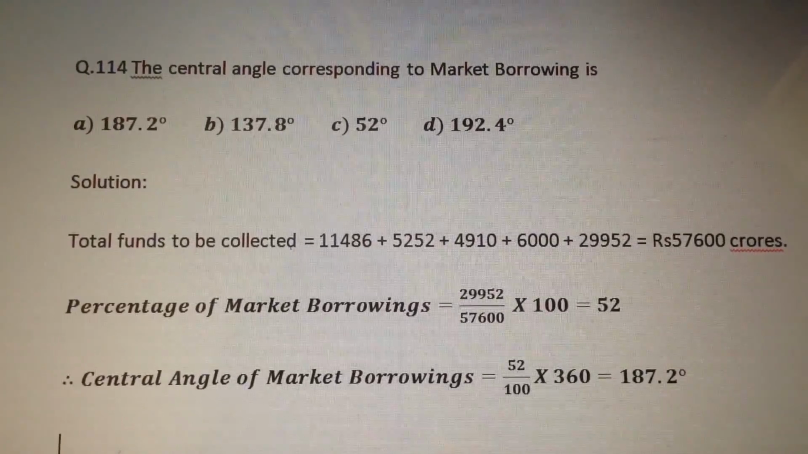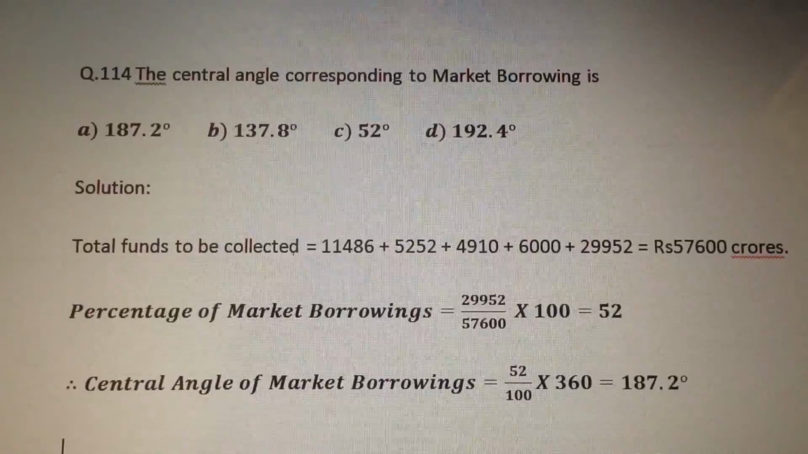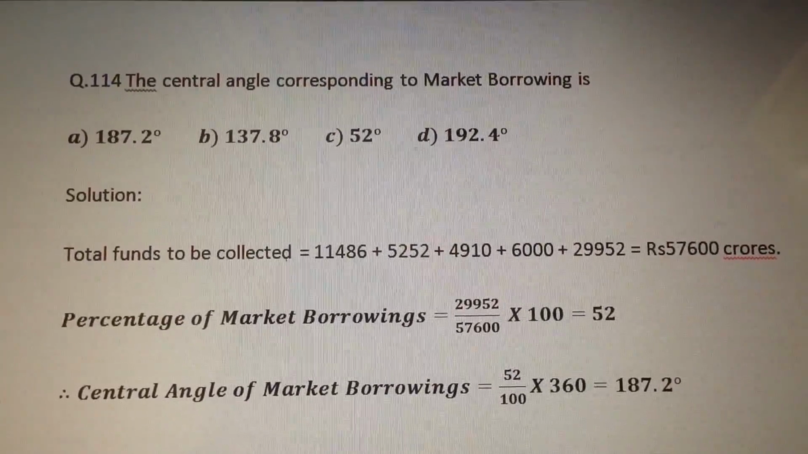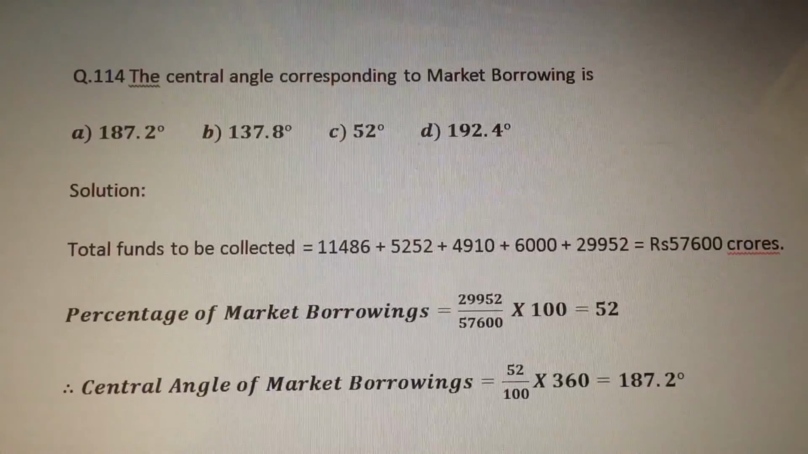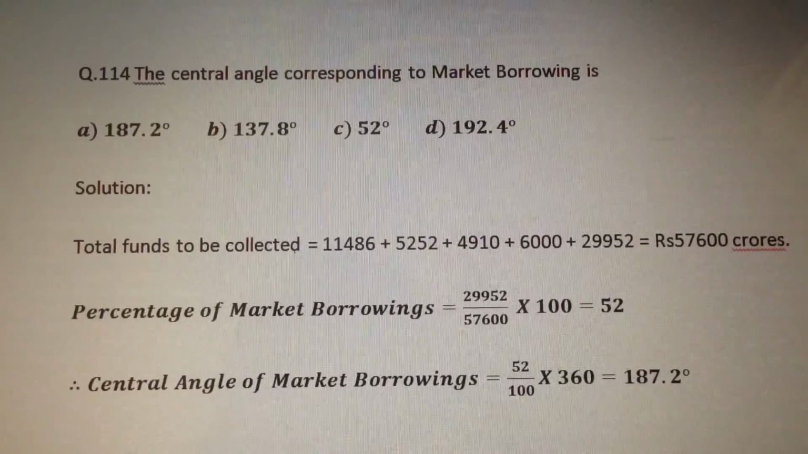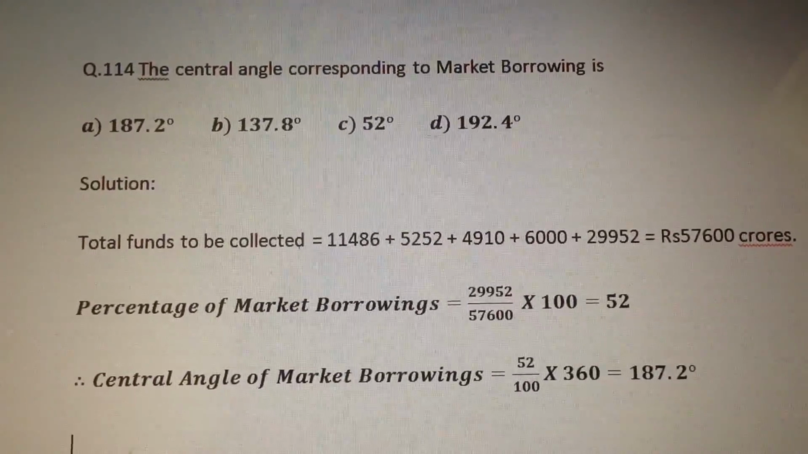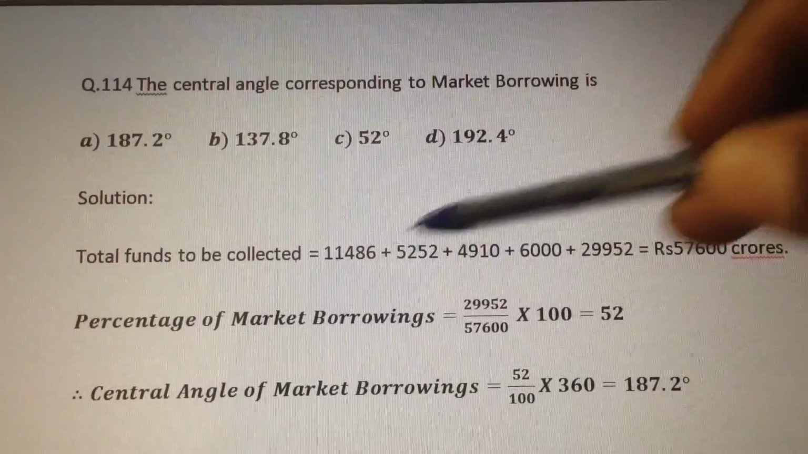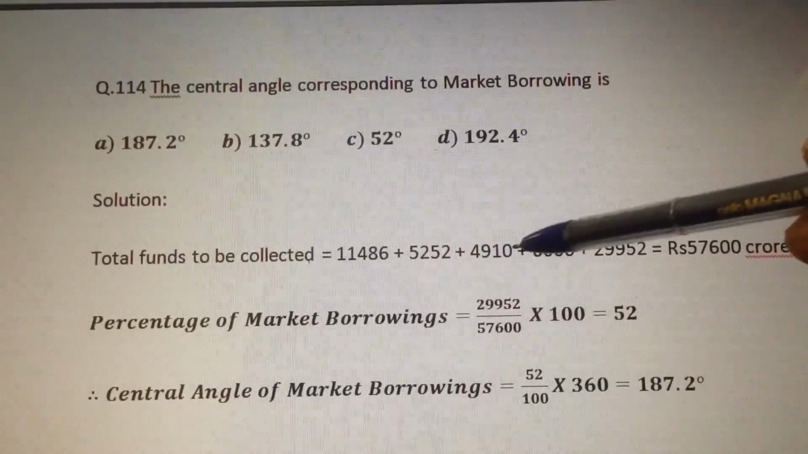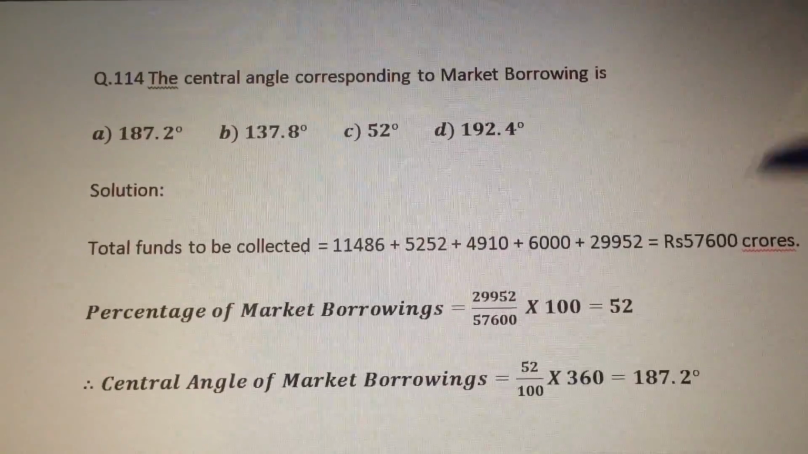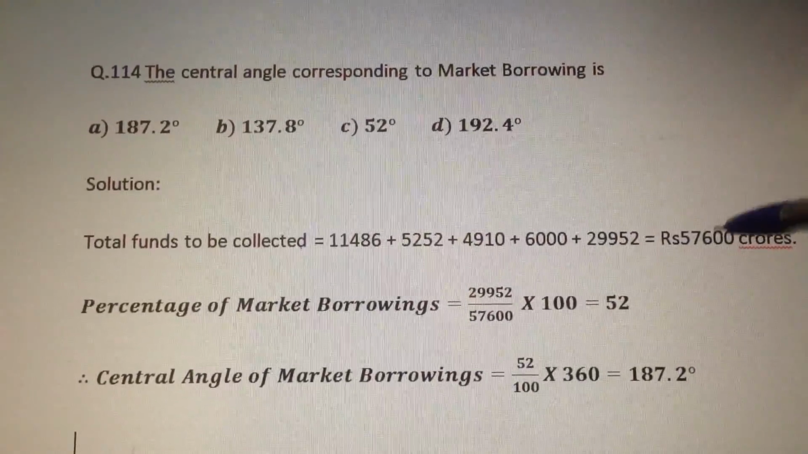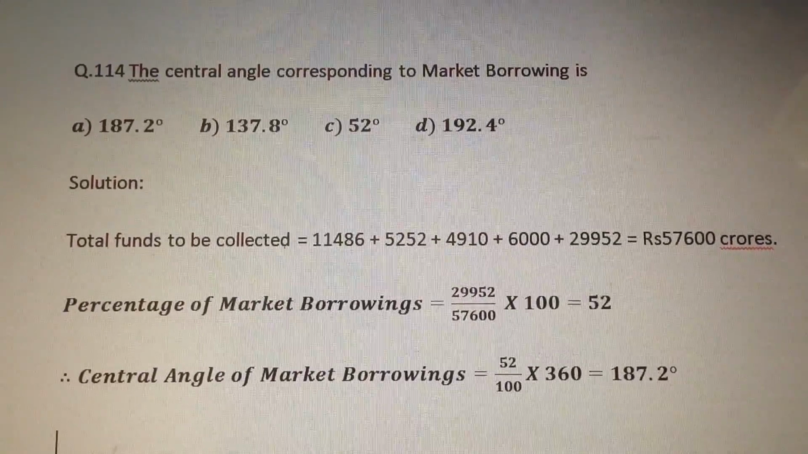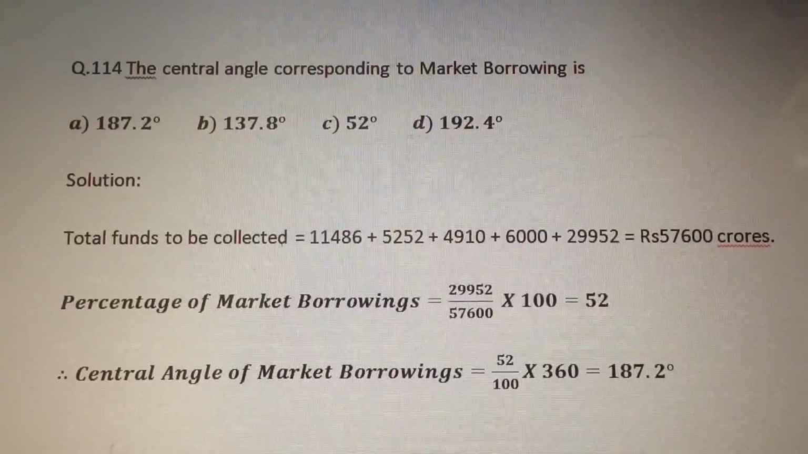Next question. The central angle corresponding to market borrowings is, if you see the pie diagram and the figures given, total funds to be collected is 11,486 plus 5,252 plus 4,910 plus 6,000 plus 29,952. That is rupees 57,600 crores is the total amount to be collected from all sources.